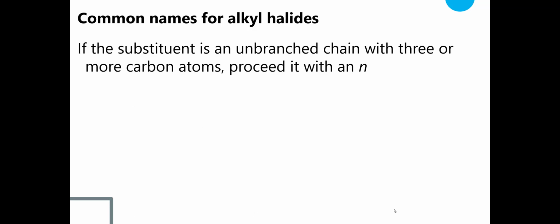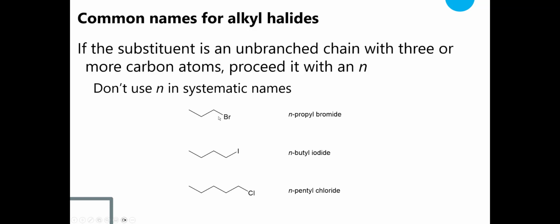If we have a chain which is 3 or more carbons long and we use it in a common name, we precede the name of the chain with n. We don't use n in systematic names. So for example here we have a propyl group, and as a common name we'll call it n-propyl bromide. If we were to use the systematic name, we would call it simply 1-bromopropane. There's no need for an n in there. And if propyl was a substituent in a systematic name, we would not use the n.